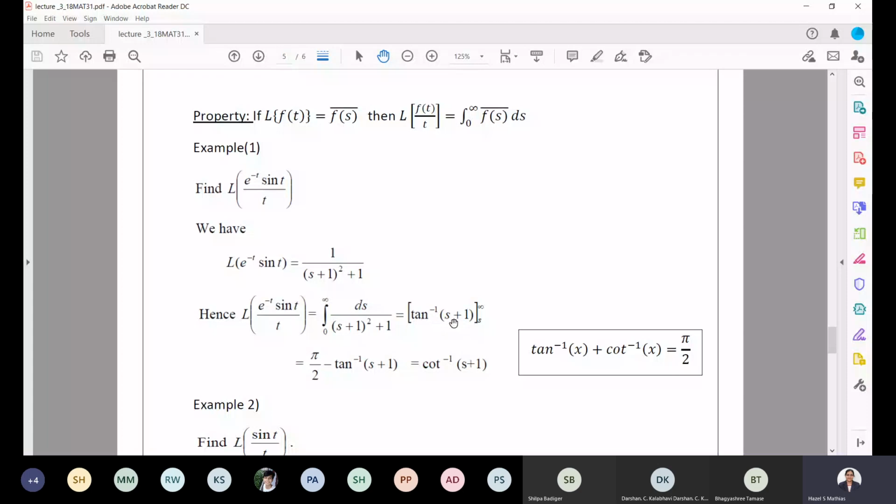You will get tan inverse of infinity. When tan is infinity, it is pi by 2. Then minus the lower limit, put the lower limit, that is s. So we will get here tan inverse of s plus 1.